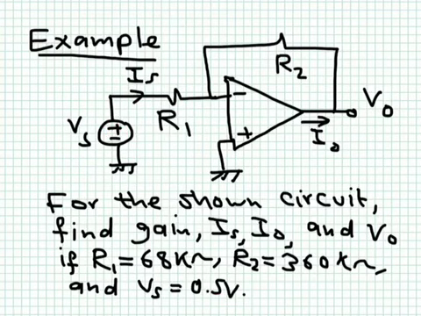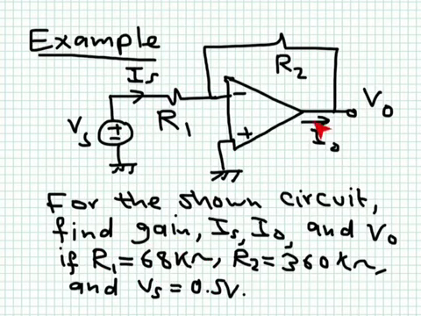So we know the gain is automatically equal to minus R2 over R1, so it's minus 360 divided by 68. We don't have to derive that. What is the current drawn from the source? We agreed, because this is ground, this will be virtual ground as well. Then the current is equal to Vs minus 0 over R1, and then I can get Is. Vs is 0.5 volts, R1 is equal to 68 kilo ohm, then we know what Is is.